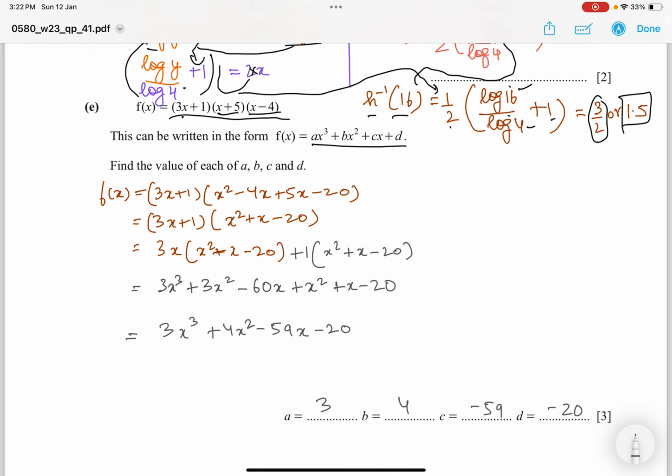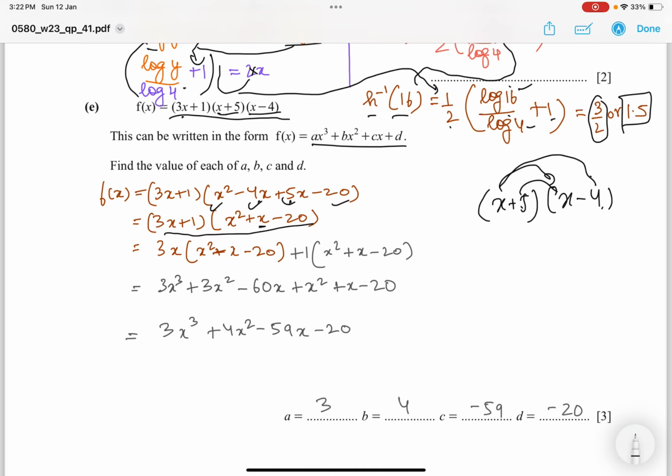So, how can I do that? X plus 5 into x minus 4. We'll multiply x by x, that would be x square. X into my negative 4, that would be negative 4x. Now, 5 into x, that is 5x. 5 into negative 4, that is negative 20. Negative 4x plus 5x is just positive 1, that is x.